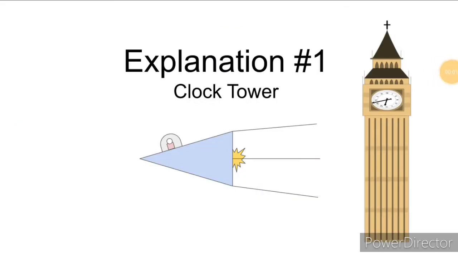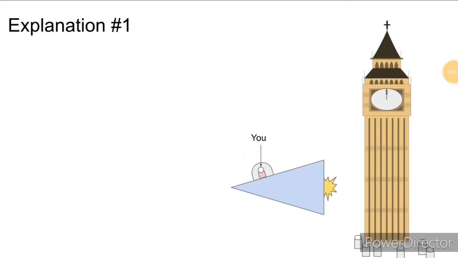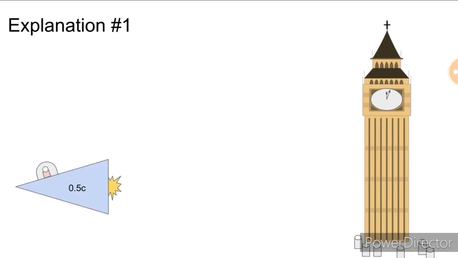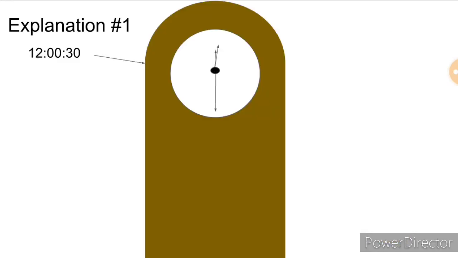Explanation number 1. Clock tower. Let's say that you are in a spaceship at the foot of a clock tower. Your spaceship can and will go half the speed of light. When the clock tower says exactly noon, you accelerate away from the clock tower. After a minute has passed, the people at the clock tower say that it's 12:01. But you look back at the clock tower, and light from when the clock tower said 12 and 30 seconds is hitting your eyes.